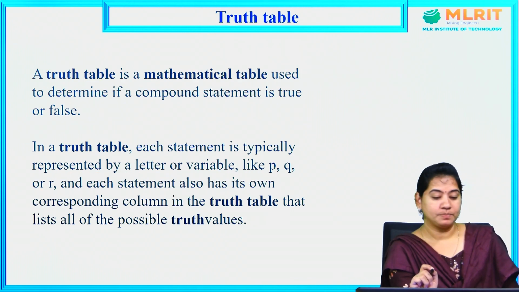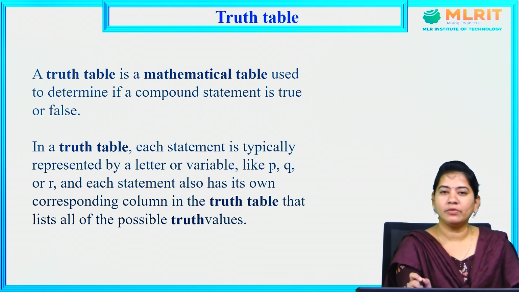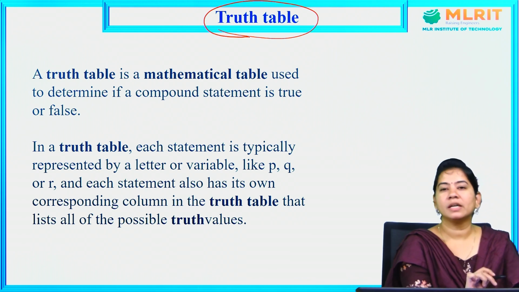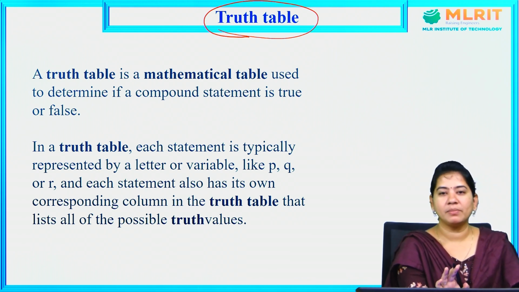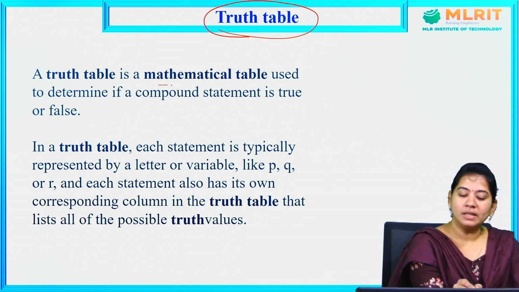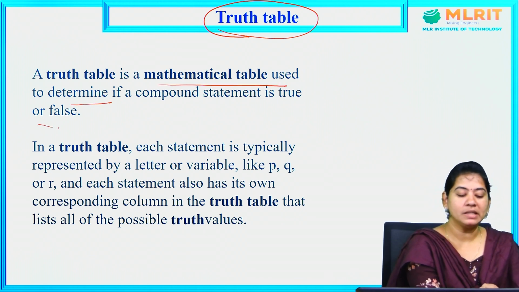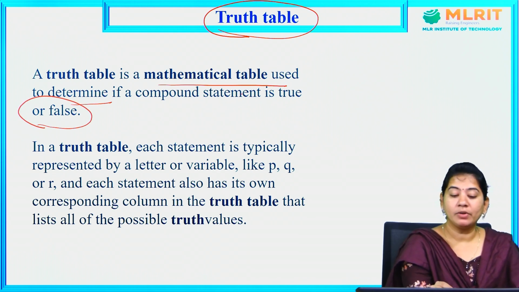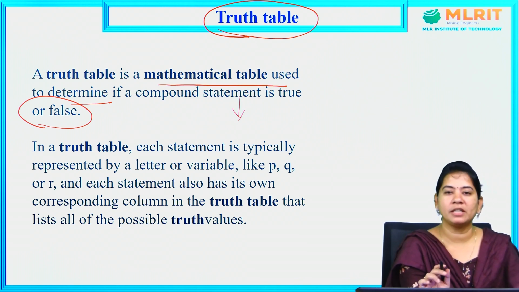Next we have the truth table. So not only theoretical examples, not only word examples, we also construct the truth tables for all the connectives. So basically what is meant by a truth table? A truth table is a mathematical table used to determine if a compound statement is true or false. So that is nothing but constructing this mathematical table for the possible combinations of all the compound statements or atomic statements also.